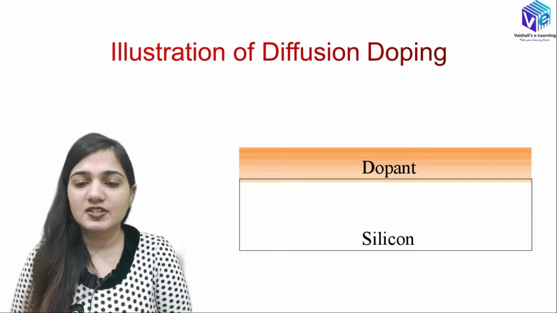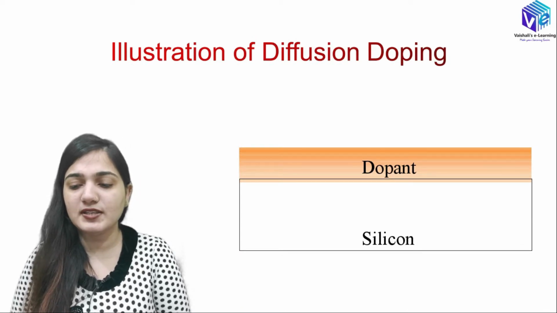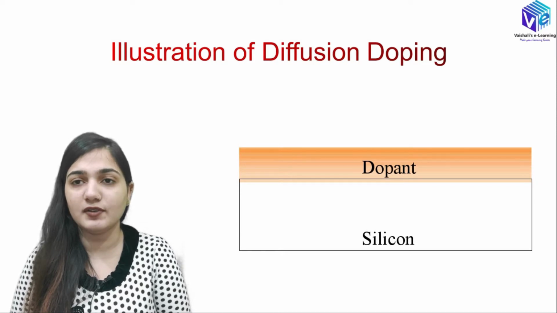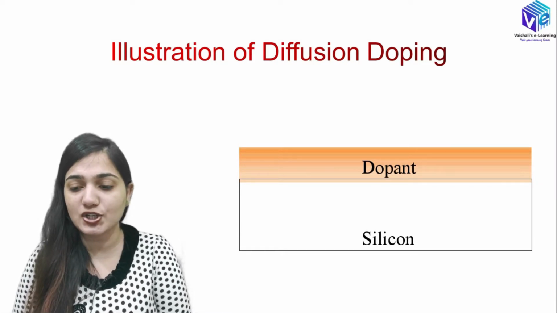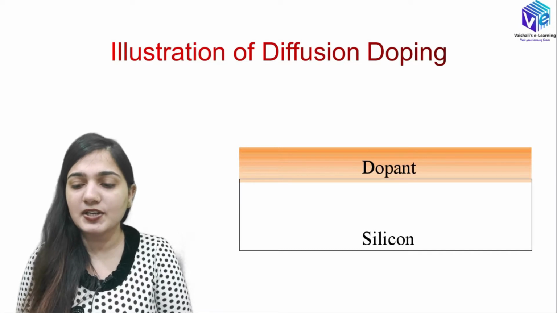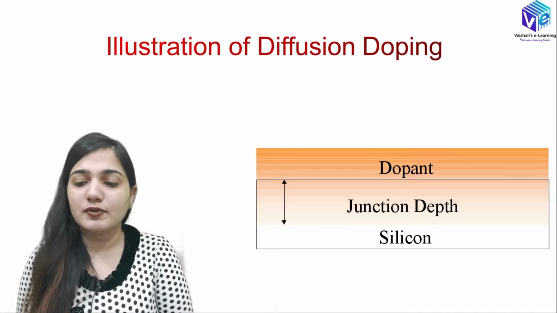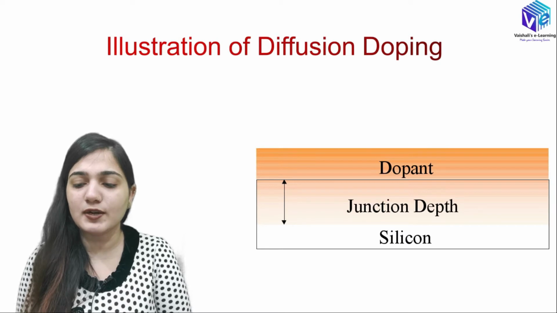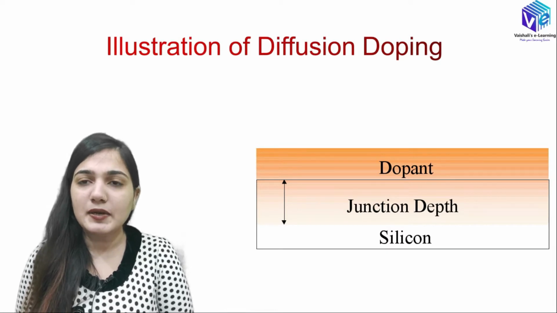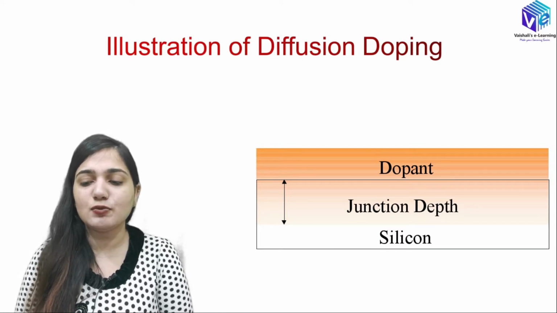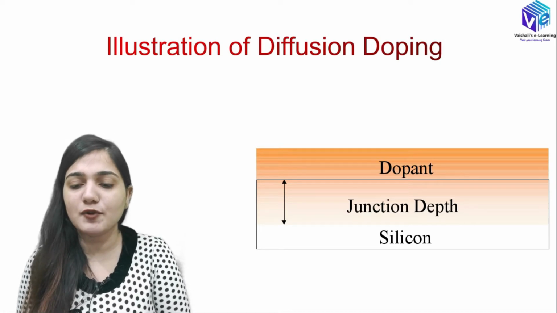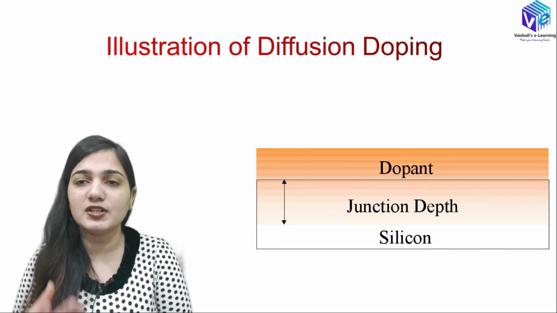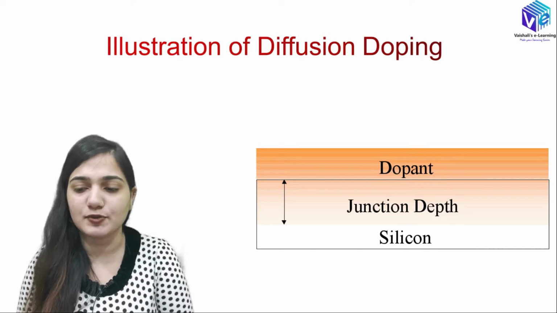This is the illustration of diffusion doping. Here you can see we have the silicon substrate over which I have placed the dopant in a very high concentration. Now when I apply high temperature, the dopant moves from the higher concentration to the lower concentration, which is inside the silicon. Inside the silicon the amount of dopant is very small, so it easily moves from the surface to inside the silicon with the help of the diffusion process. The junction depth represents the depth up to which the dopant moves inside the silicon substrate.